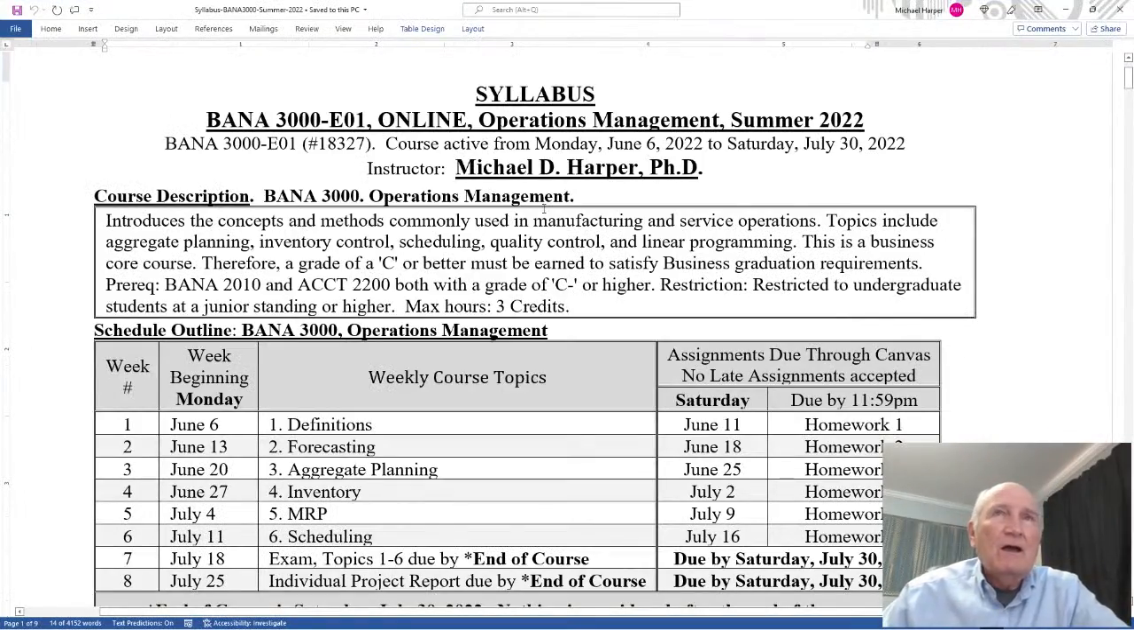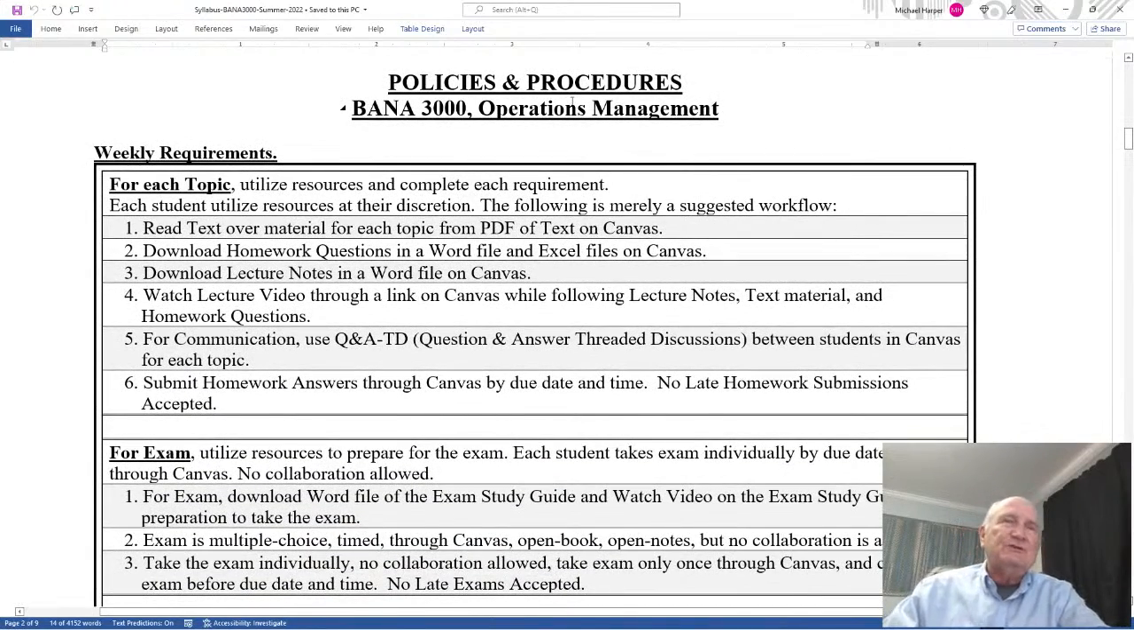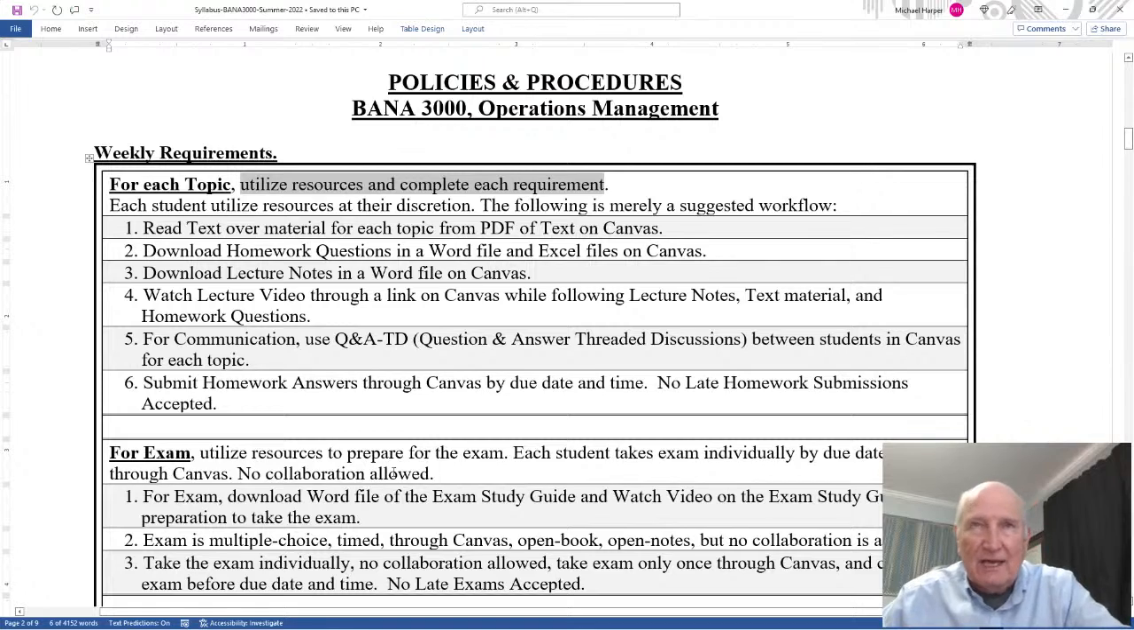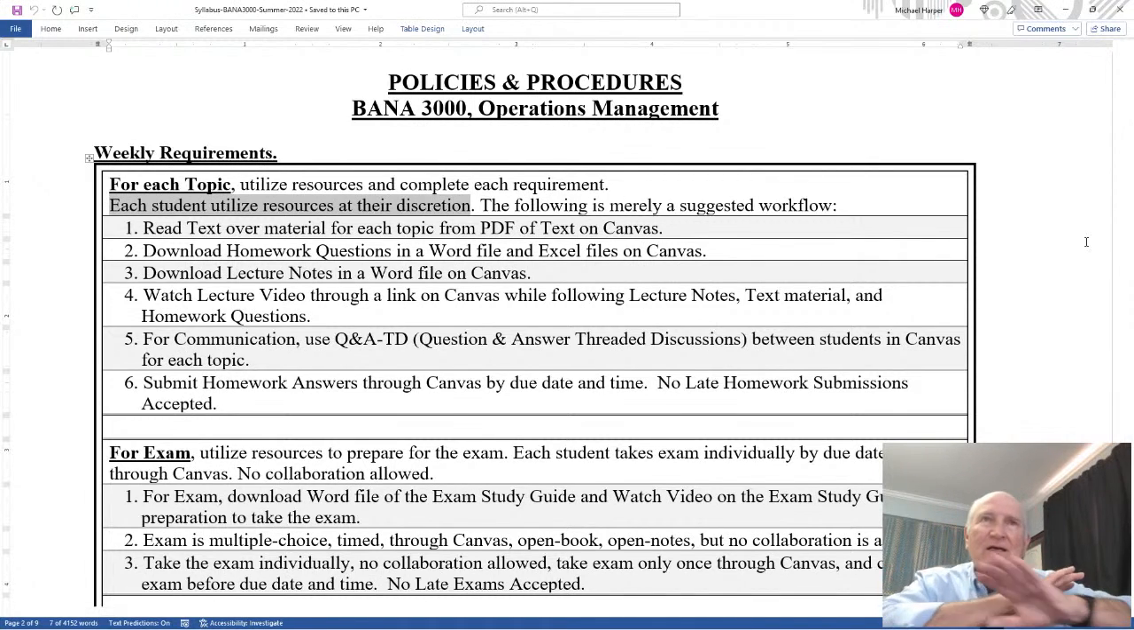There we go. Okay, so let's go further on. Policies and procedures. I first start with an overview. For each topic, utilize resources and complete each requirement: homework, exam, project. Each student utilizes resources at their discretion. In other words, some people read the text, some people don't, some people read the text 2 or 3 times, some people look at the video, then the text, then the lecture notes, some people do the homework as they do this. You have to figure out what's best for you. Each student is different. Learn what's best for you.